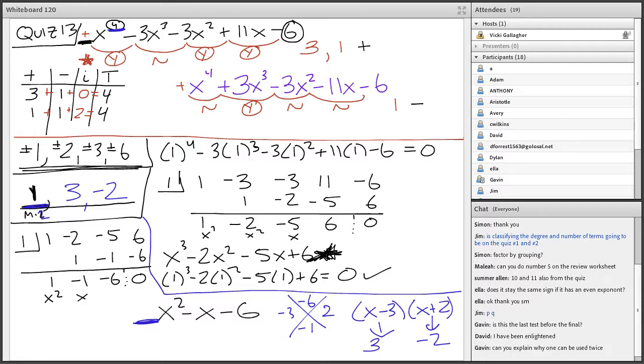All right, number 5 on the review sheet is a problem where you start off straight away by factoring. And so you don't have to list out all the possible numbers and guess and check and all this stuff. You just go straight to factoring.